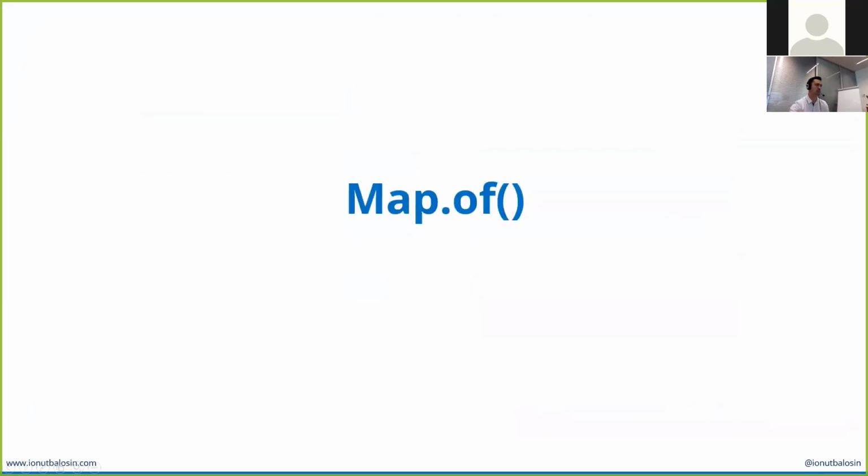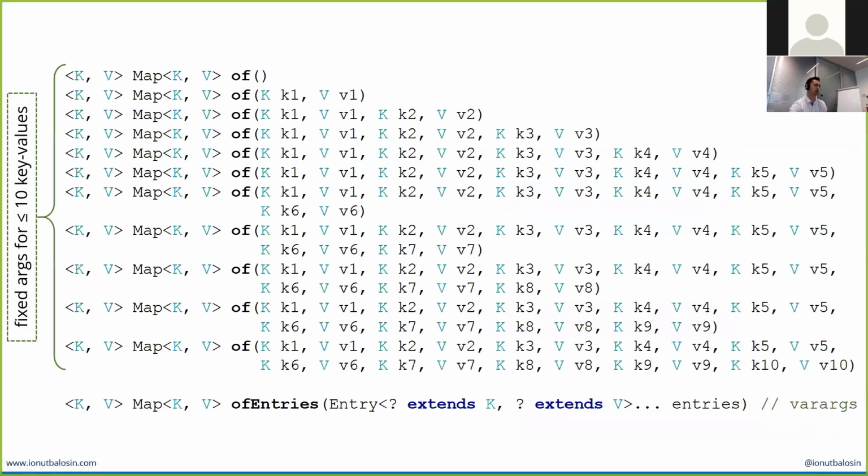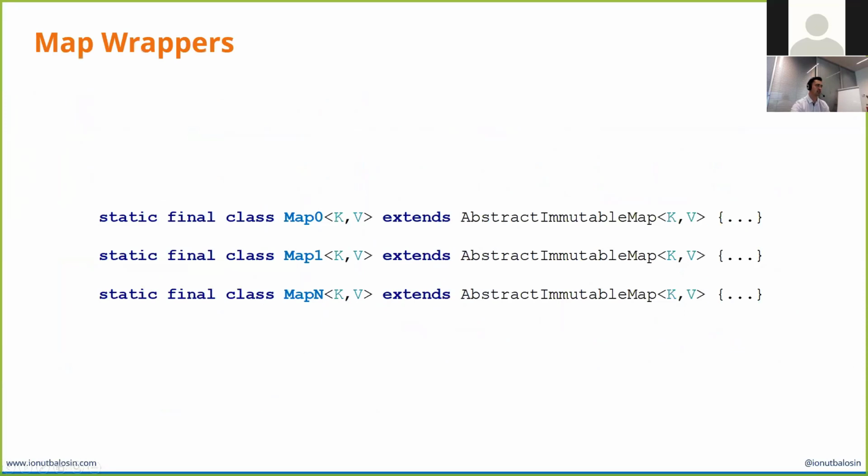The same happens in the case of Map.of. For example, you have specific methods for less than 10 key-value pairs. Starting with the eleventh, you should rely on the ofEntries method, which is basically a varargs method. The same for the wrappers. There is Map1 and Map2 as wrappers, and MapN for more than one key-value pair.